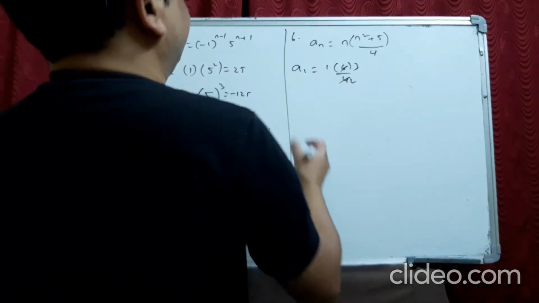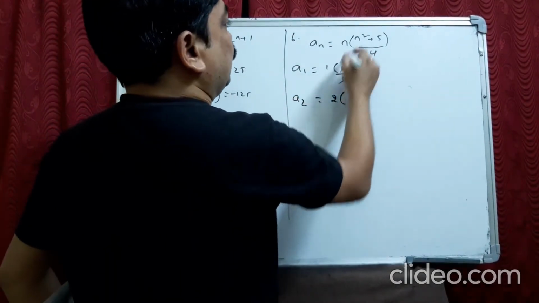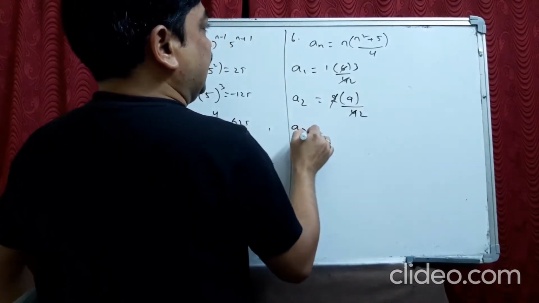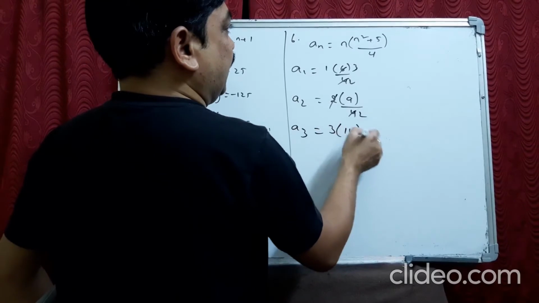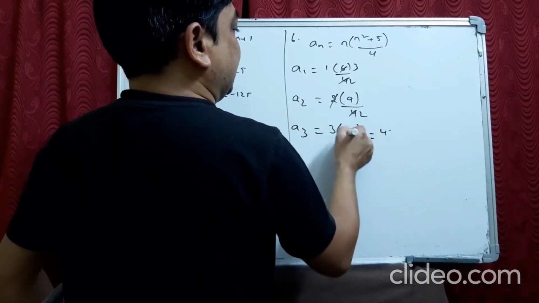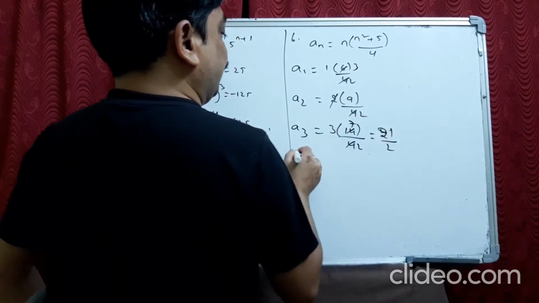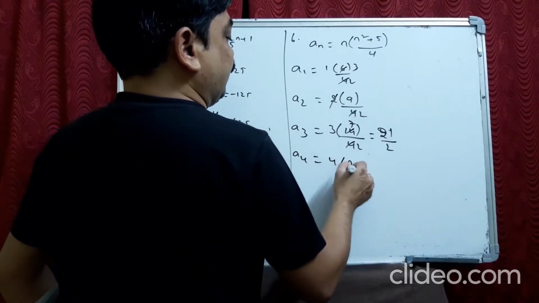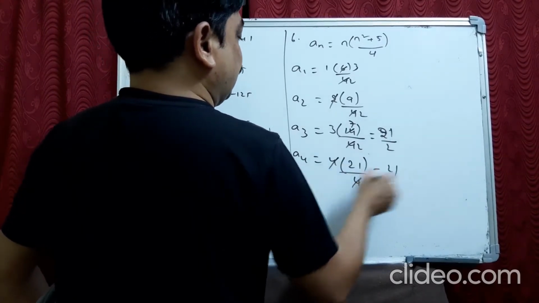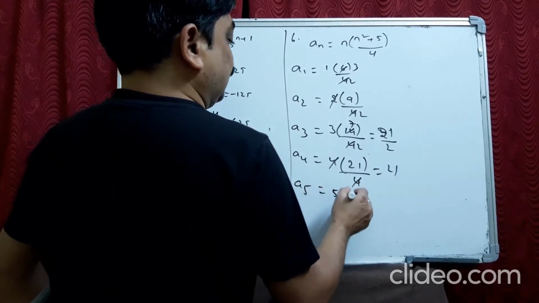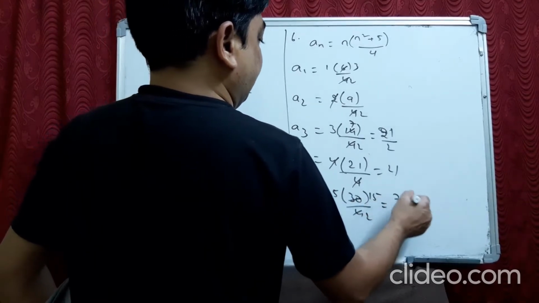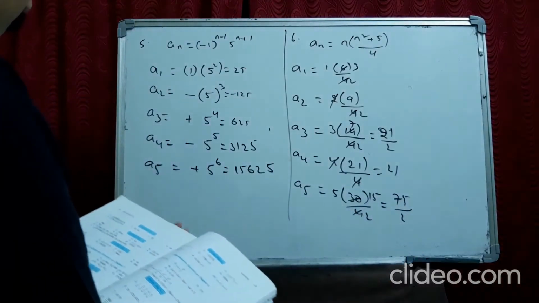Second one, a2: 2 into (2 square plus 5), 4 plus 5, 9 by 4, it becomes 9 by 2. a3: 3 into (3 square plus 5), 14 by 4, that is 42 by 4, 21 by 2. a4 is 4 into (16 plus 5), 21 by 4, 4 gets cancelled, 21. a5 will be 5 into (25 plus 5), 30 by 4, 15 by 2, 75 by 2. Exactly, I think so.